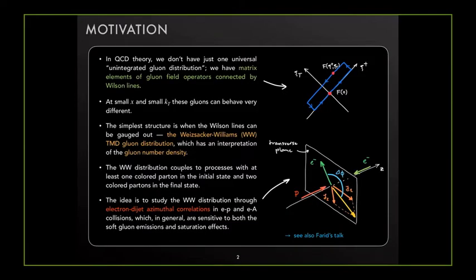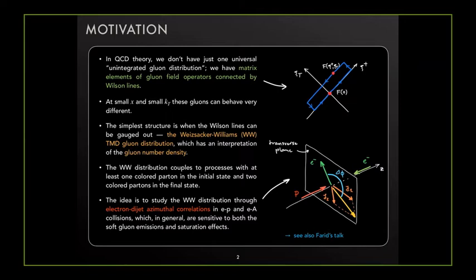So I want to talk about dijet production at the EIC, and the study of the Weizsäcker-Williams gluon distribution. Basically the motivation is the following. Thank you, Cyril, for the great talk. It will save me a lot of time. But I want to just remind a couple of key points.